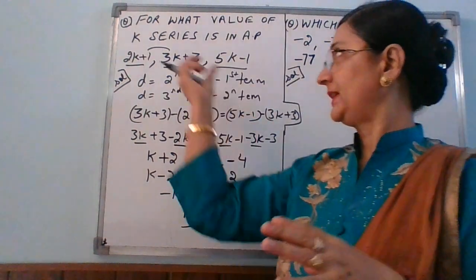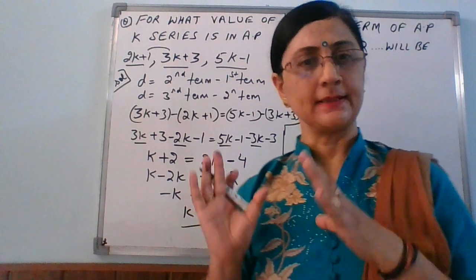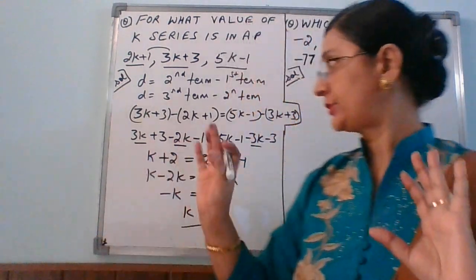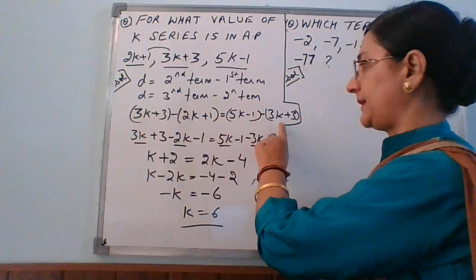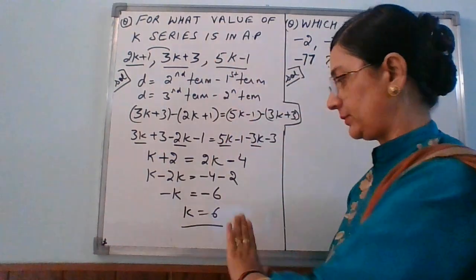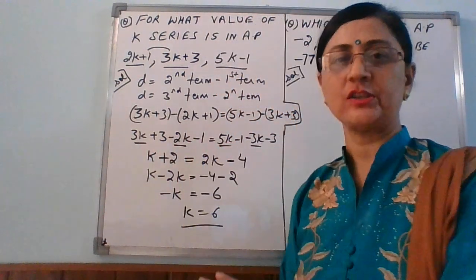What was in this? This series was given to you, 3 terms were given, and it was said that it is in AP. If it is in AP, the common difference will be the same, right? So we found the common difference as second minus first, third minus second. Equate the common difference because it is an AP and find the value of k. So the value of k comes out to be 6. I hope this question is clear.